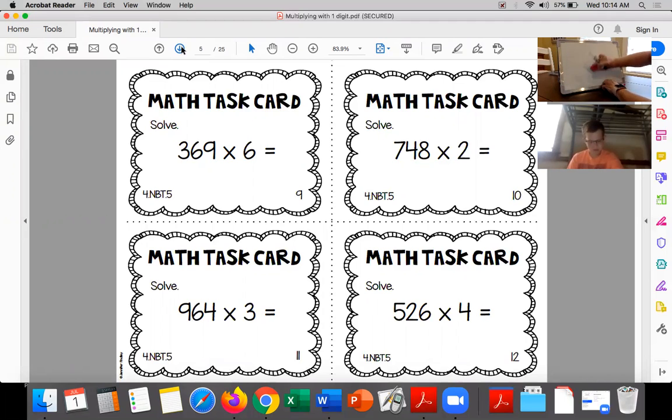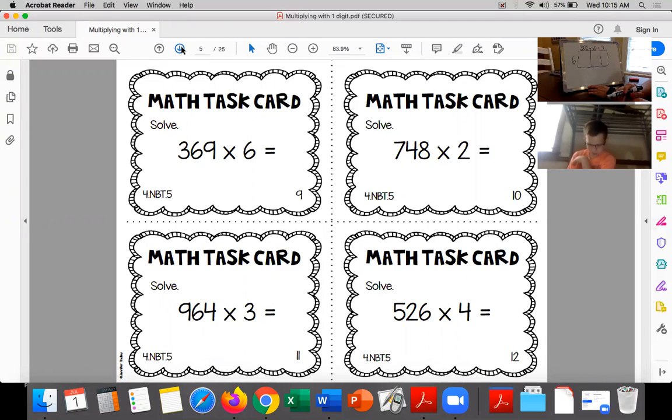Now, let me show you another way to do this that I believe you're going to need to know. You probably have already been shown, but I'm going to show it to you anyway. So we draw a box, and we put our single digit over here. Then we use expanded form for 369, so that's 300 plus 60 plus 9.